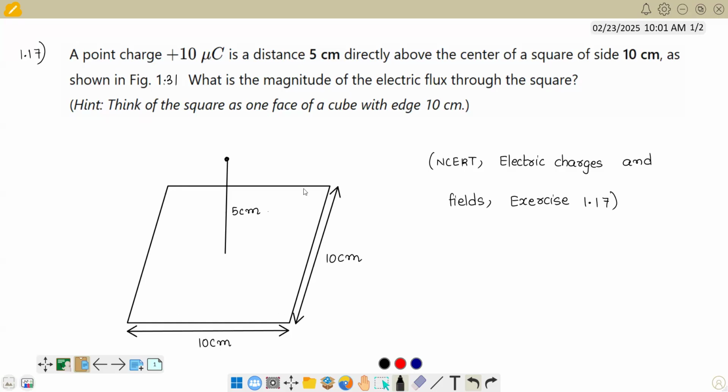One face of a cube is given. We know a cube has 6 faces. One of the faces of the cube is given, and there is a charge lying at a distance of 5 centimeters from the center of the square. Now we need to use Gauss law to find the magnitude of electric flux through this.